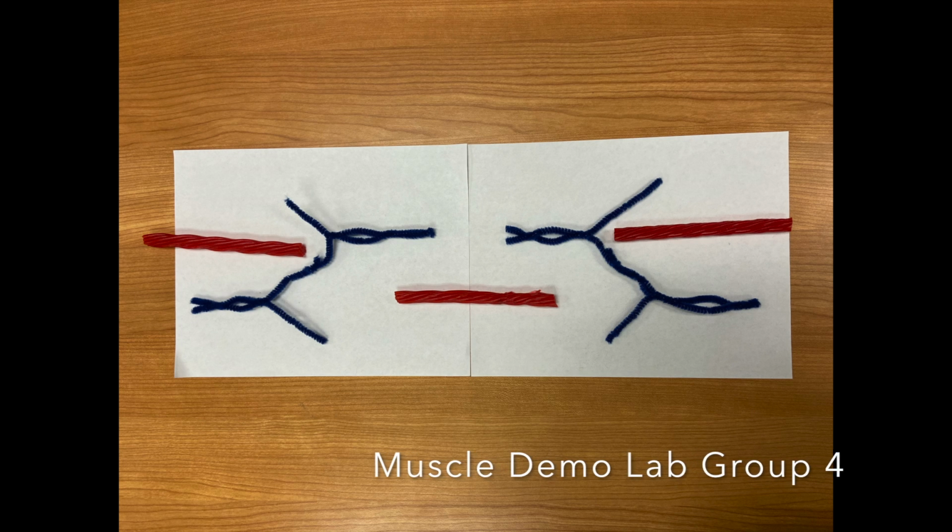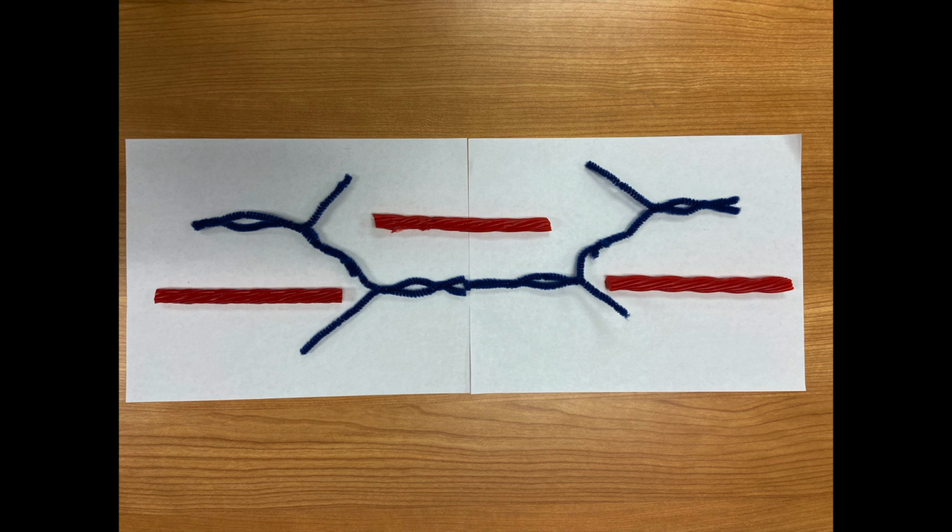Each sarcomere contains many parallel overlapping thin actin filaments, represented by the pipe cleaners, and thick myosin filaments, represented by the Twizzlers. The muscle contracts when these filaments slide past each other, resulting in a shortening of the sarcomere and thus the muscle.